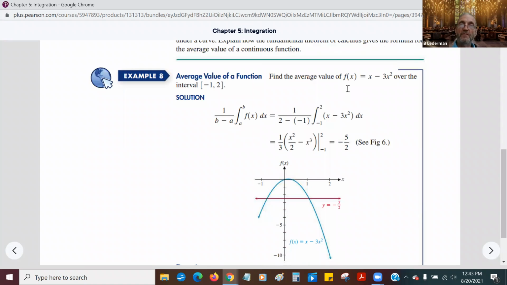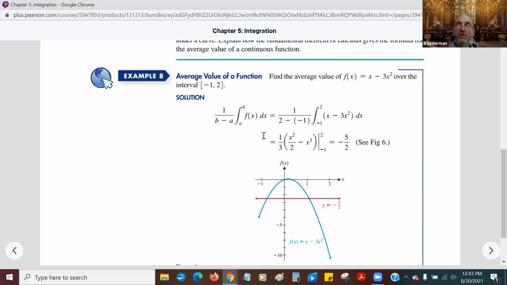I have a function f of x equals x minus 3x squared. And I want to look at that over the interval negative 1, comma 2. So 1 over b minus a, that's 1 over 2 minus negative 1. So that's just 1/3 times the integral from negative 1 to 2 of the function x minus 3x squared dx. Now, here's a nice little picture of it.